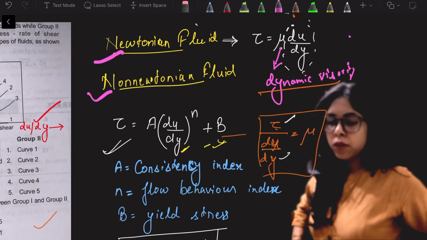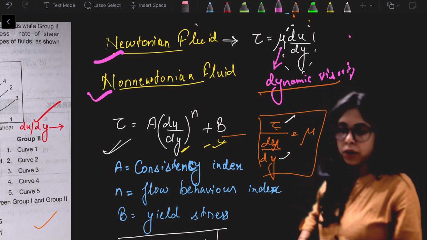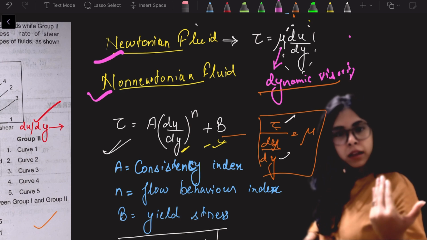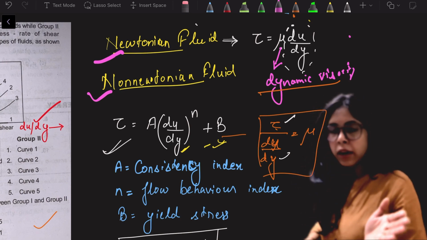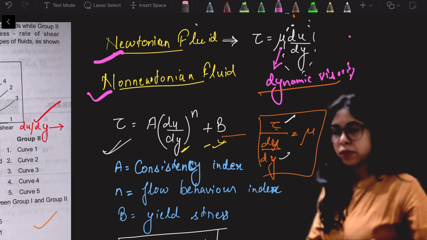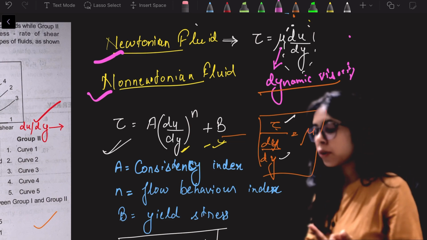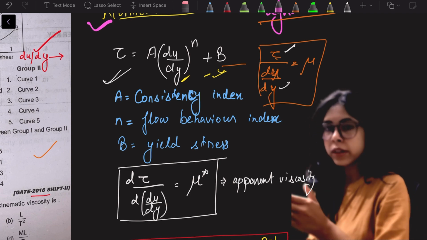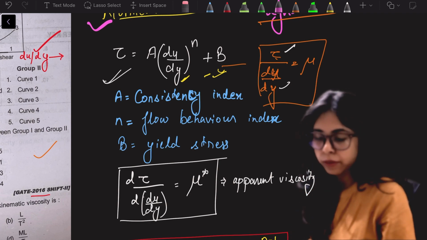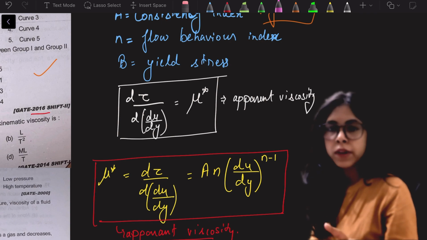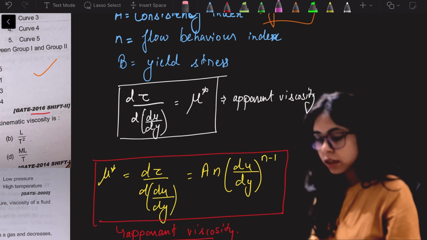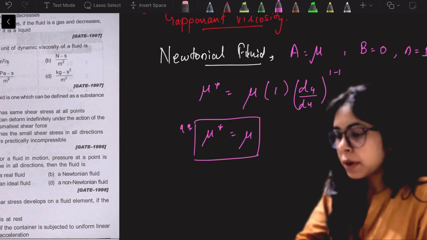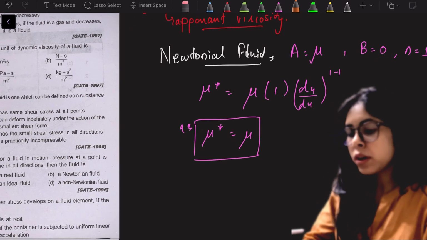Till now we have seen the difference between Newtonian fluid and non-Newtonian fluid. Newtonian fluid is done for us now. In non-Newtonian fluid we have different types: one is time dependent and another one is time independent fluid. First of all we will discuss time independent fluids. Time independent fluids are of two types.